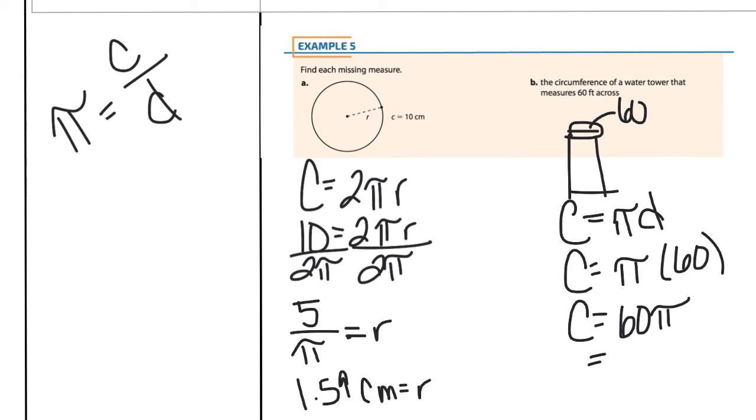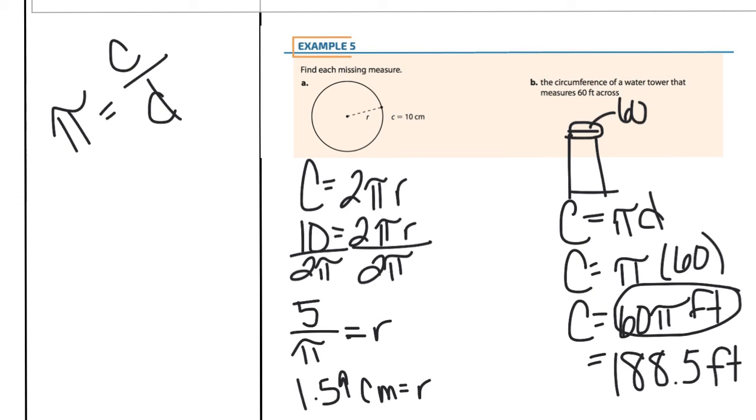Now, if you needed to find it in numbers, like you were going into the hardware store and needed a piece of rope that would go around the circumference, you can't go to the hardware guy and say, I need a piece of rope that's 60 pi long. You would need to multiply 60 times pi, and that would give you 188.5 feet, rounded. But if you left your answer as 60 pi, I would gladly accept that.